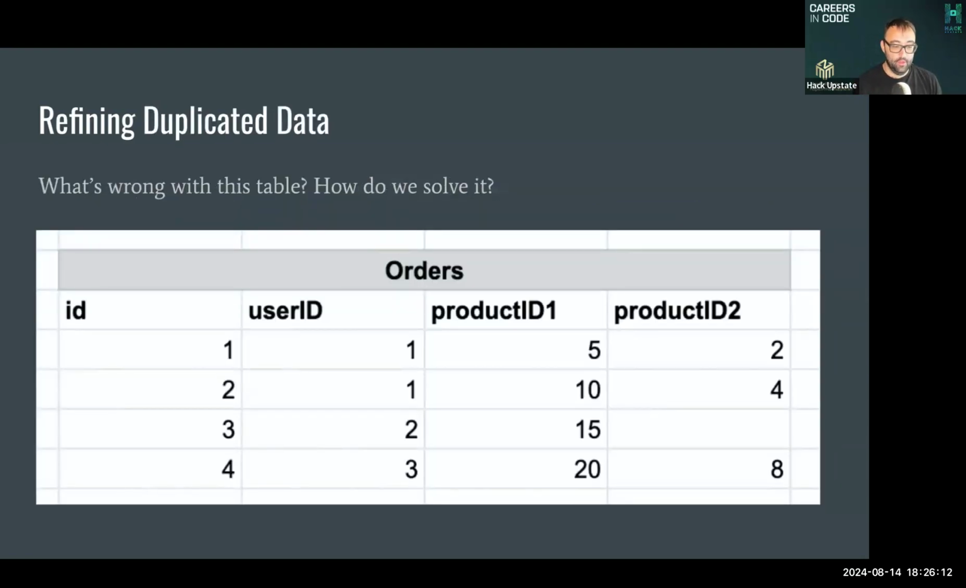Okay, so let's refine some duplicated data. What's wrong with this table? How do we solve it? Not a rhetorical question.